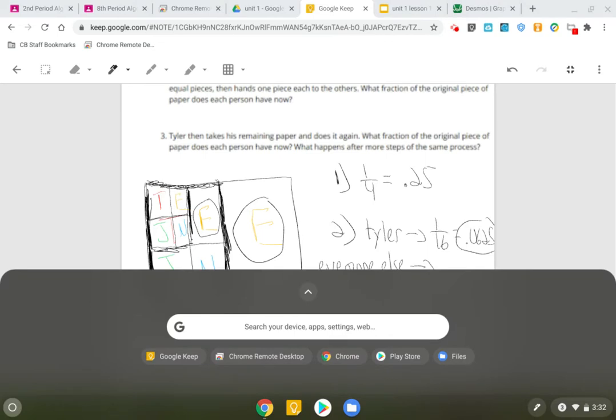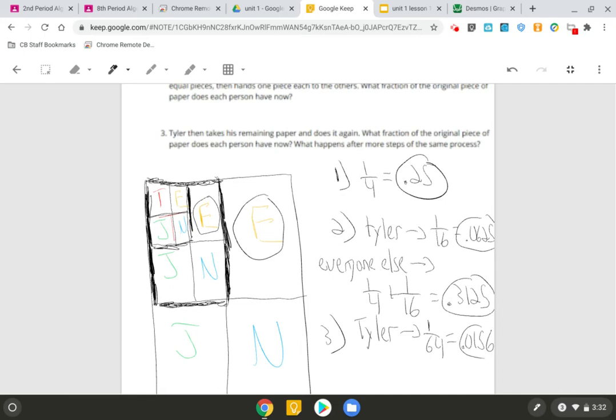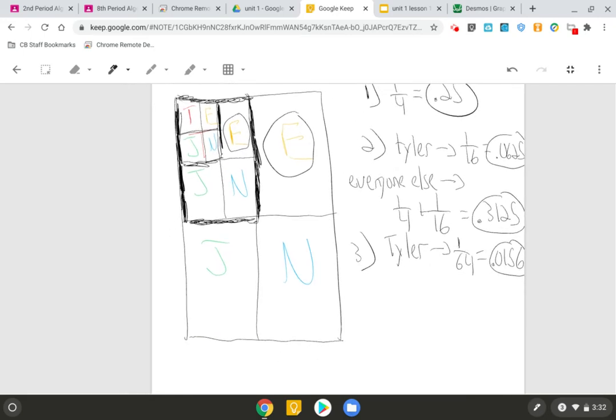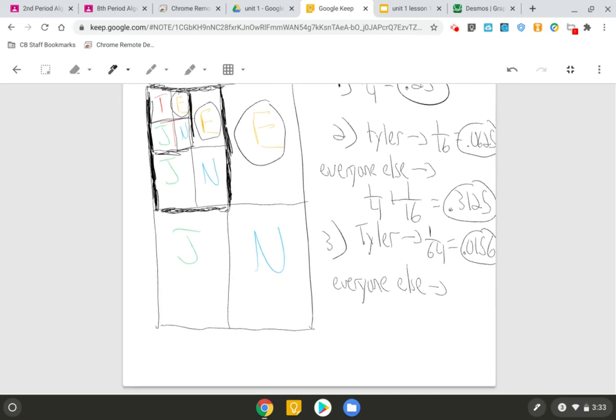Okay, notice he has less. He's getting less and less. He went from 0.25 to 0.0625 to 0.0156. Now, what's happening with everyone else? Well, let's look at Elena. We'll look at Elena, but we could look at Jada. We could look at Noah. It would be the same no matter what.